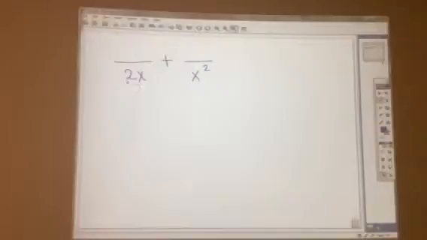First of all, let's look at just the coefficients, just the numbers out front. I have a 2 and a 1. What number will 2 and 1 go into? 2. Then I look at my x's. I have an x and an x squared. What will x and x squared both go into? They will both go into x squared. So 2x squared would be a common denominator of 2x and x squared.